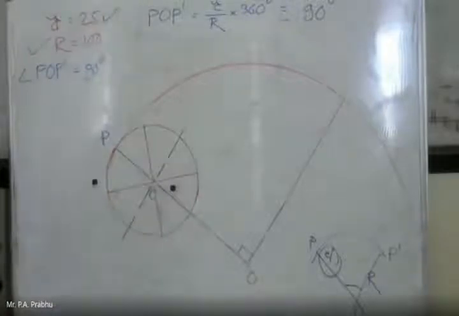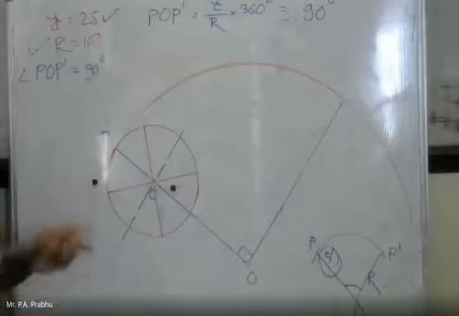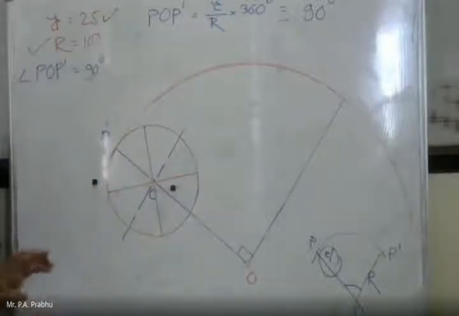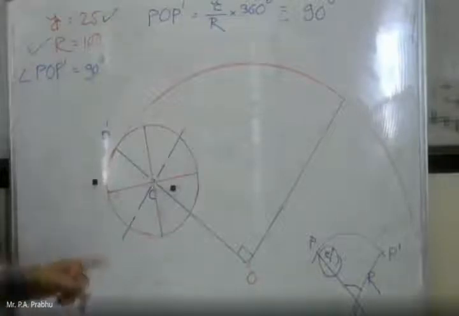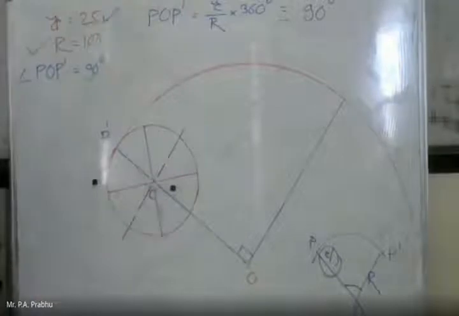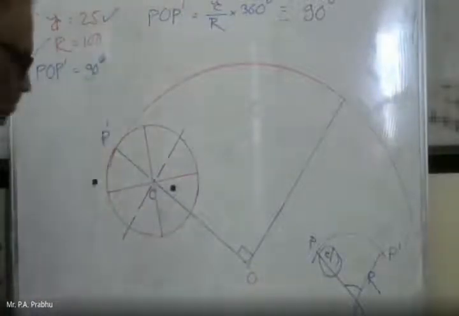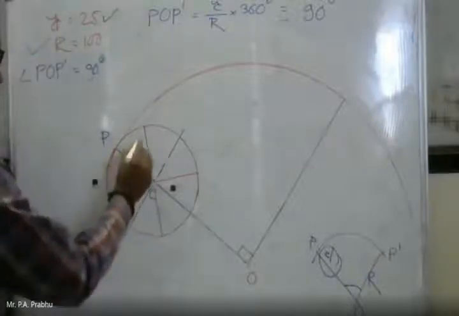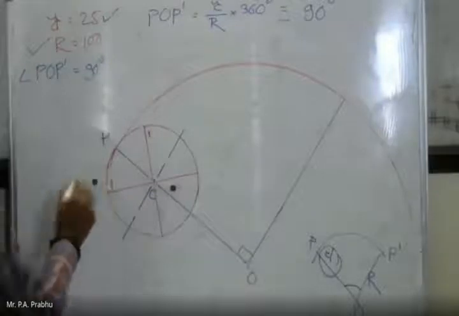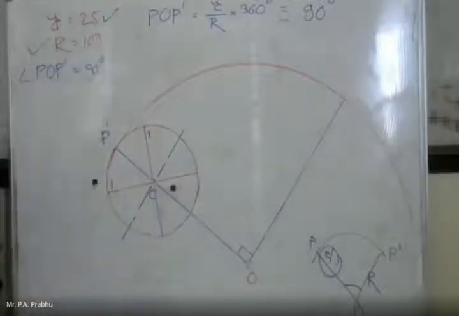Now, any one of you give me the answer. Now I have to mark the points 1 up to 8. In which direction do I have to mark the points 1, 2, 3, 4 up to 8? Whether in a clockwise direction or an anti-clockwise direction. Tell me, whether I have to mark point 1 here or here. Which one is correct? Anti-clockwise.